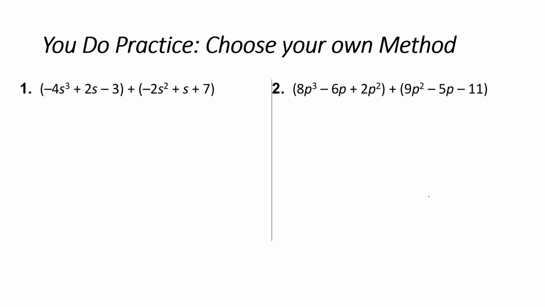So how do we combine like terms? I don't know how to do this. Okay, what's up? You don't do anything with them. They stay the same. The exponents tell you who goes with who.